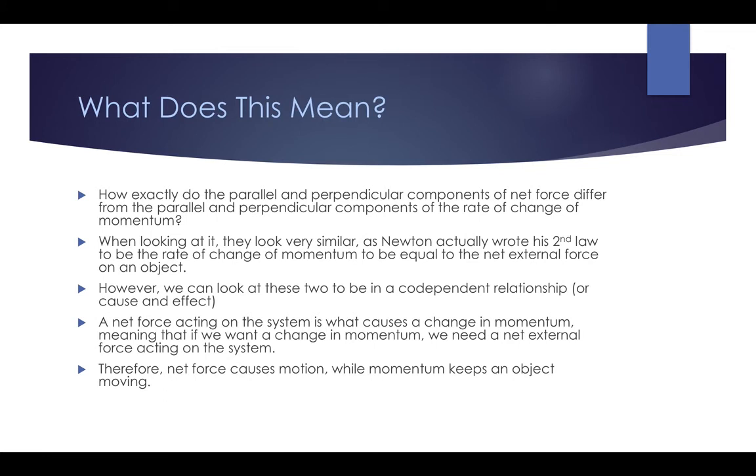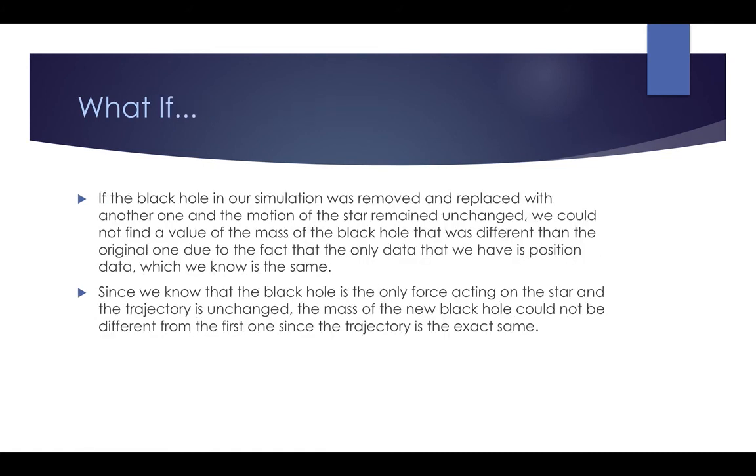When we look at it, they're very similar, as Newton actually wrote his second law to be the rate of change of momentum equal to the net external force on an object. However, when we look at the two, we see that they're in a codependent relationship, kind of like cause and effect. A net force acting on the system is what causes a change in momentum, meaning that if we want a change in momentum, we need a net external force to act on the system. Therefore, net forces cause motion while momentum keeps the object moving.